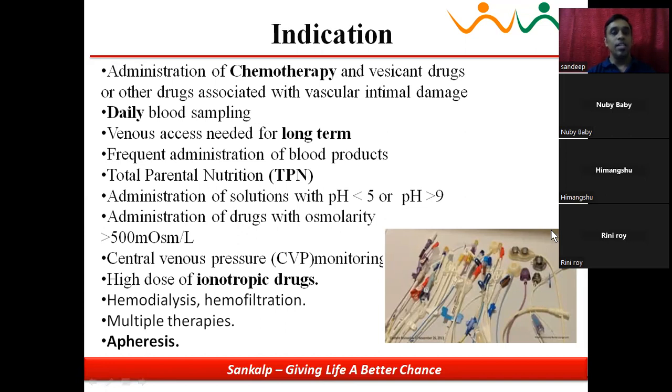Hemodialysis, multi-therapies, and apheresis. Sometimes for apheresis, if they are very small children, they will put a central line and do the collections from there.